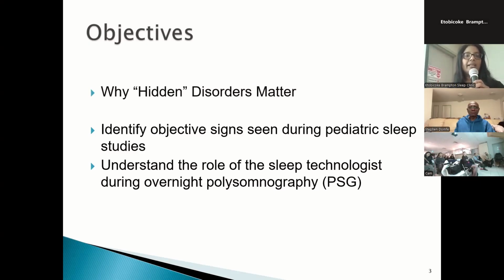So why do these disorders matter? Many pediatric sleep disorders are under-recognized because they occur late at night. Parents may report vague symptoms like restless sleep or strange behaviors. A sleep study with video helps differentiate parasomnias, epileptic events, movement disorders, and respiratory-related phenomena. So understanding the role of sleep technologies during the overnight polysomnography is very essential.